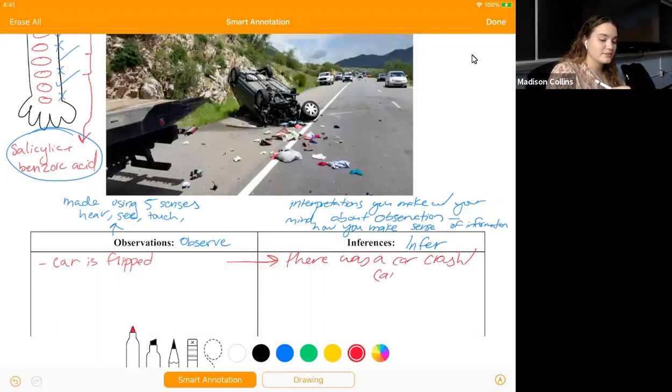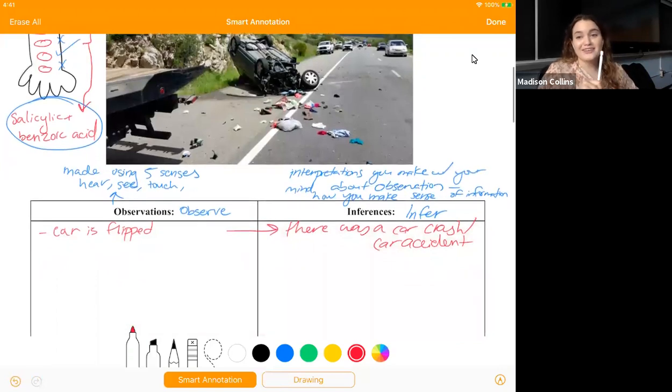Or car accident. Okay. I do have really bad handwriting, as you can see. So if there's ever anything that you can't make sense of, let me know and I'll rewrite it, okay?